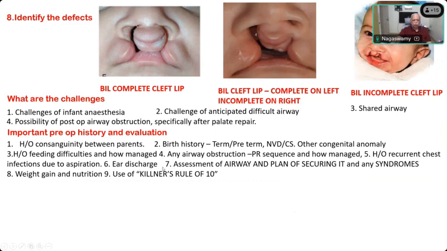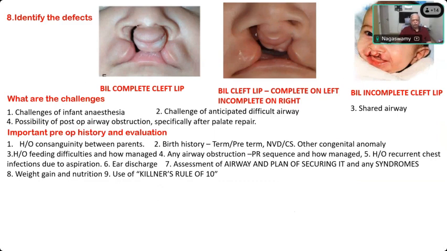What is the Kilner's rule of 10? 10 grams of hemoglobin. Baby should be at least 10 weeks of age. 10 weeks, not months, 2.5 months or 10 weeks of age. Then 10 pounds weight, not kilograms.